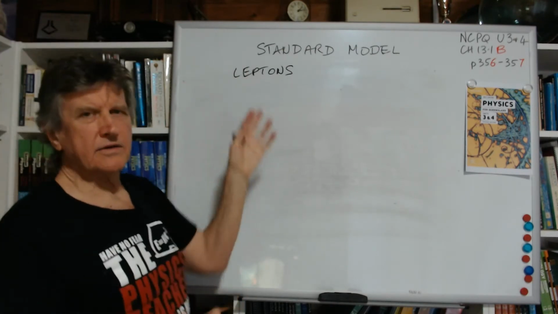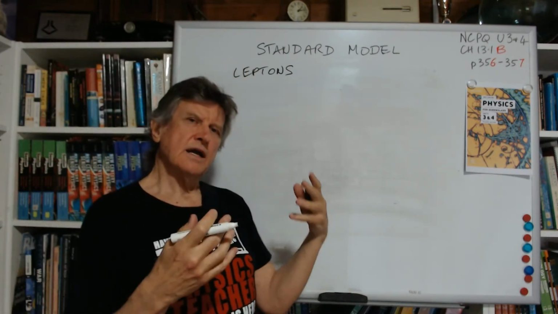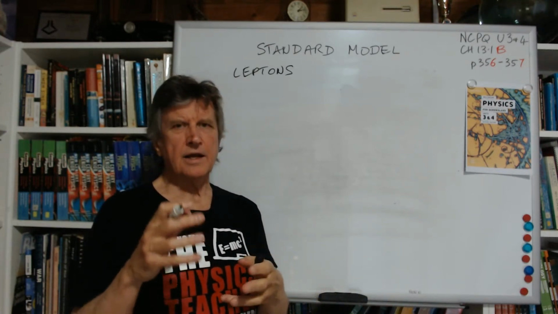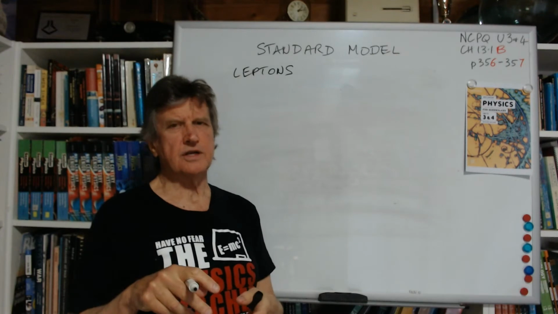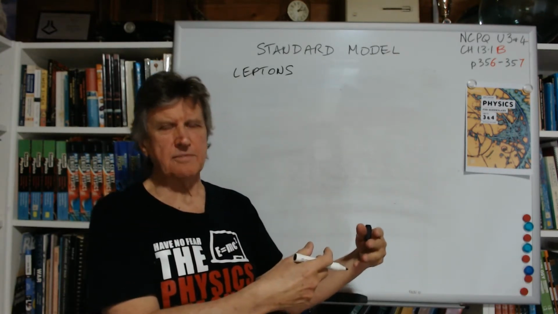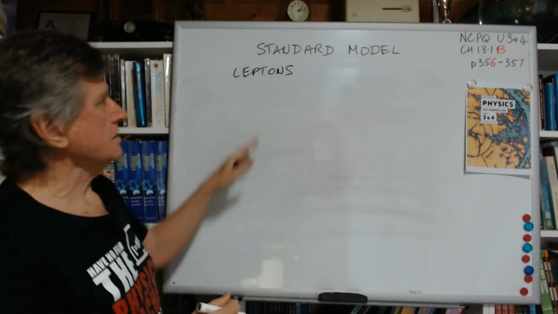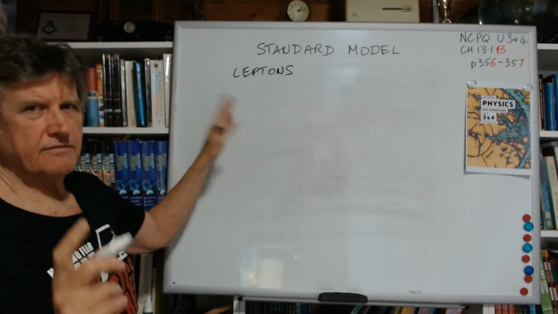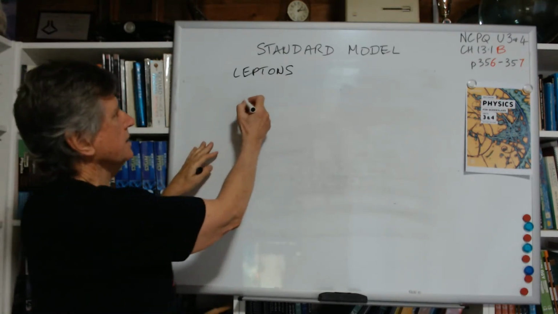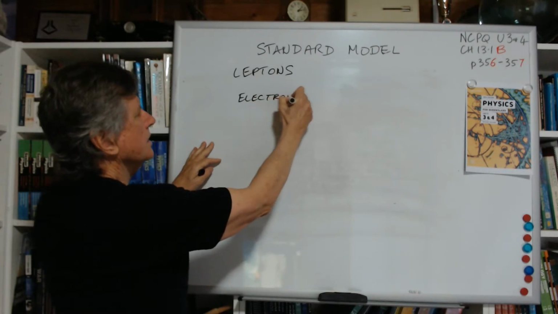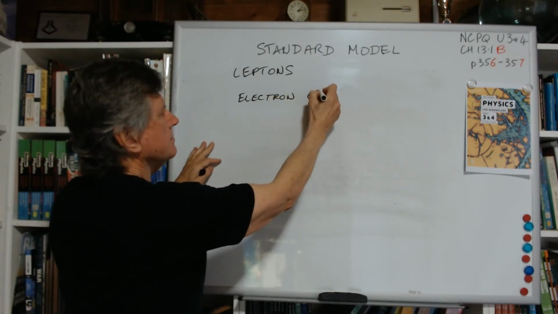Okay, now again there are 6 of these. Just like with quarks, there's 3 generations and 2 members of each generation, making a total of 6, and then there are the 6 anti-leptons as well. So let's have a look at these leptons. Now you're very familiar with the first one, which is the electron. Now it has the symbol E with a minus after it.